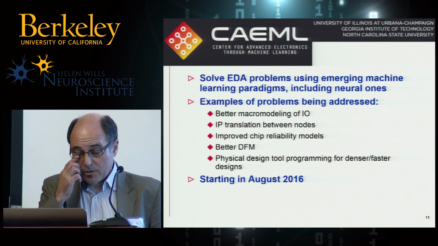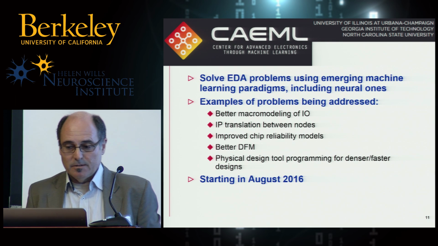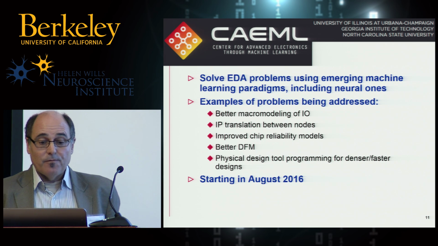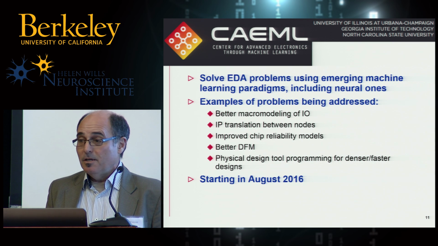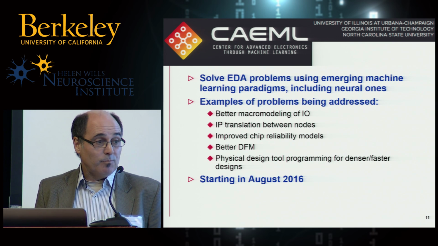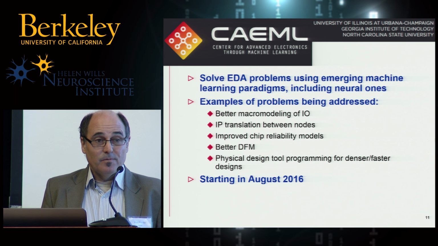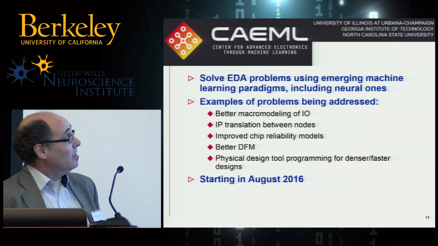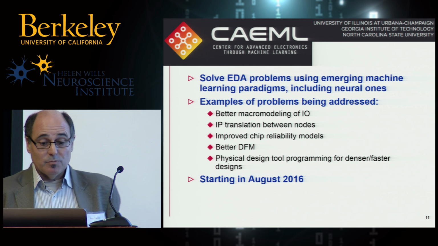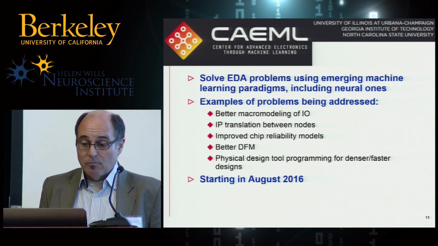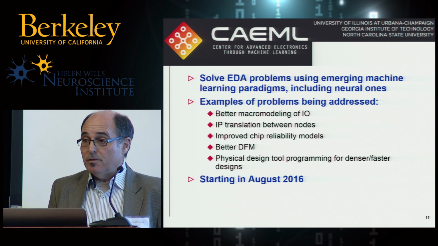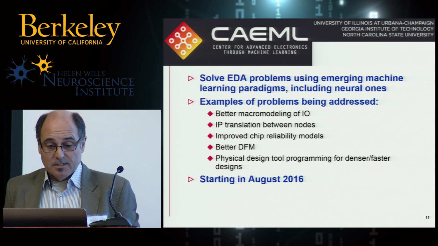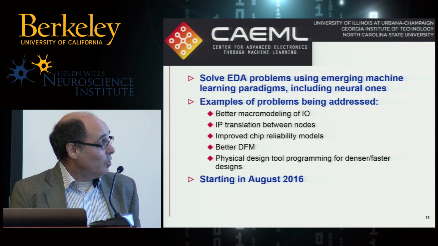Finally, I have two other slides on two different aspects that we seek collaboration and feedback on. One is with other universities, we're starting a center for application of machine learning, including neuromorphic algorithms, to solve problems in electronic design. There's one such problem presented yesterday that we're not working on. But problems we're working on include better macro modeling of I/O, IP translation between nodes, and reliability issues. And what we're doing is applying machine learning techniques, including neuromorphic ones, to actually solve problems in EDA. And this center is starting in August 2016 with multiple sources of support.